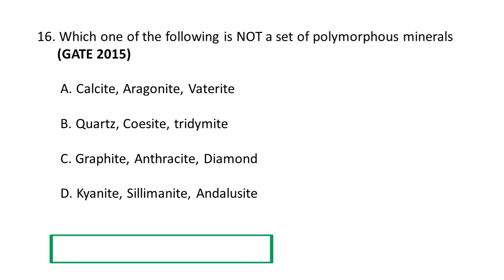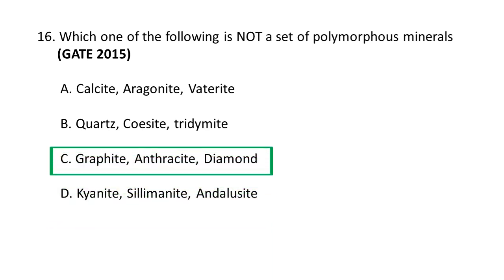So the correct option is C, because graphite, anthracite and diamond are not a set of polymorphous minerals. Whereas if you take A, calcite, aragonite and vaterite, these are all calcium carbonate and they are polymorphous minerals. If you take SiO2, that is quartz, coesite and tridymite, they are polymorphous minerals. And kyanite, andalusite and sillimanite are aluminosilicates. All these are polymorphous forms. Whereas graphite, anthracite and diamond are not a set of polymorphous minerals. So that's why C is the correct option.